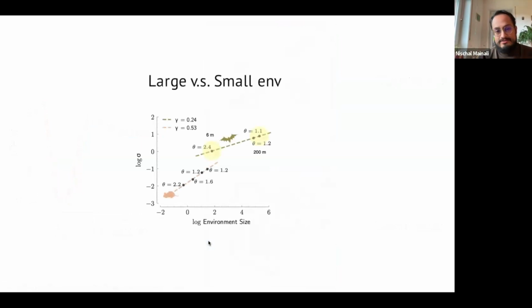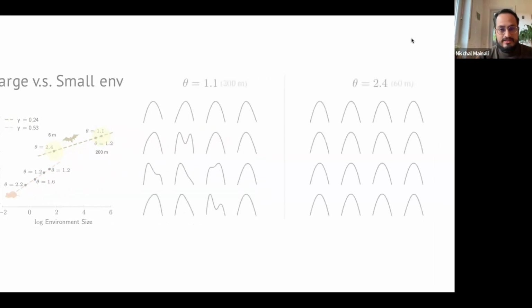Now, again, going back to the question of scaling, we looked at how things differ in scaling in arrangements of field, but can we say something about scaling of field shapes across environment size? And the main difference that matters here is threshold. So for example, in the bats data, in small environment, you end up seeing very high threshold, 2.4. And in large environments, you get low threshold, 1.1.